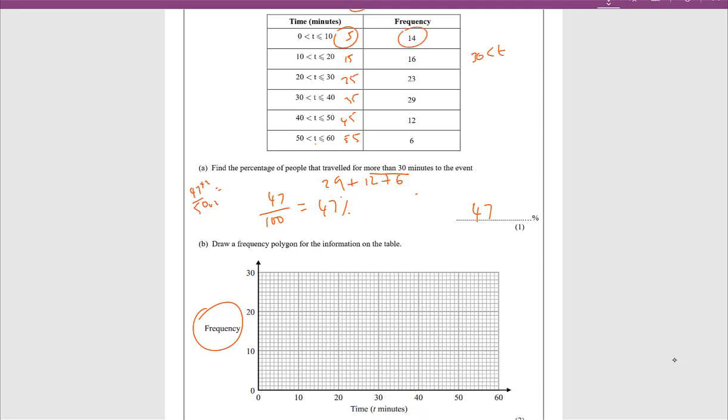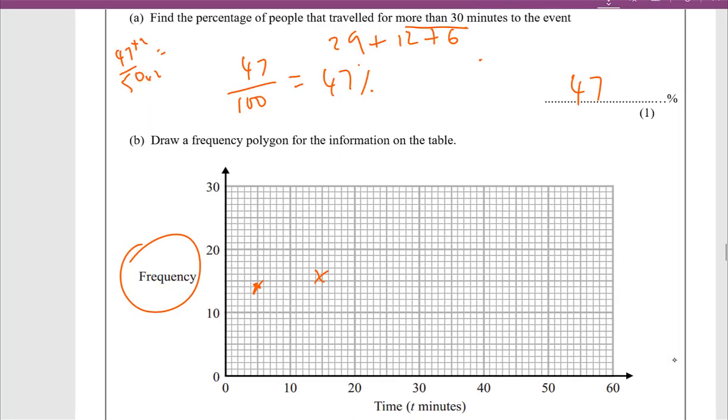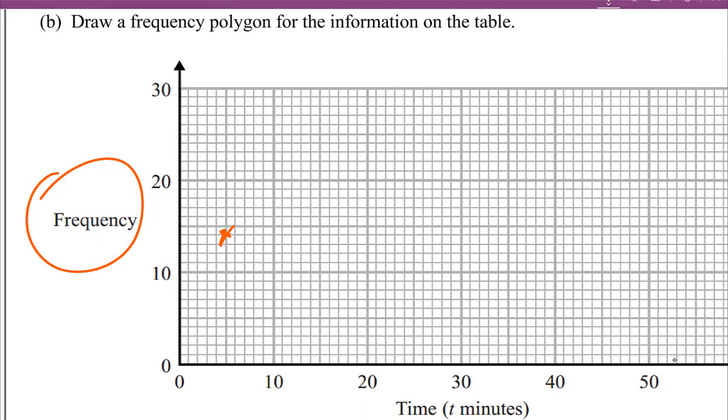So you've got time, so you've got 5, so 5 is between 0 and 10, and then the frequency is 14, so you've got 10, 11, 12, 13, 14. Let's put a little cross here. On this screen I'm finding it difficult to plot that, but you're going to use a pencil and ruler obviously to draw the frequency polygon. 10 and 20 is 15, and frequency is 16, so that's 15 between 10 and 20, and that's 16, round about here. I know it's not exactly on the point. I'll zoom in, maybe that'll be easier. So that's 16, so 15 and 16, this point here.